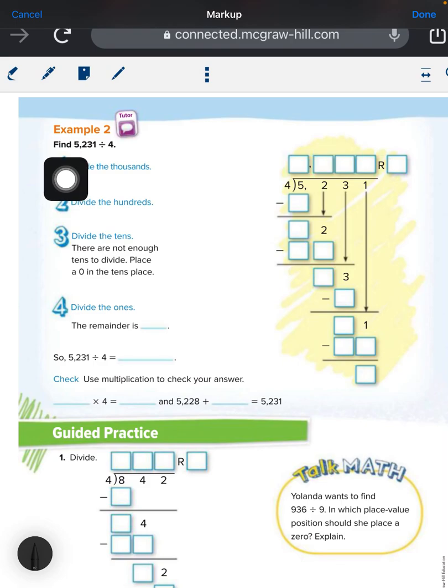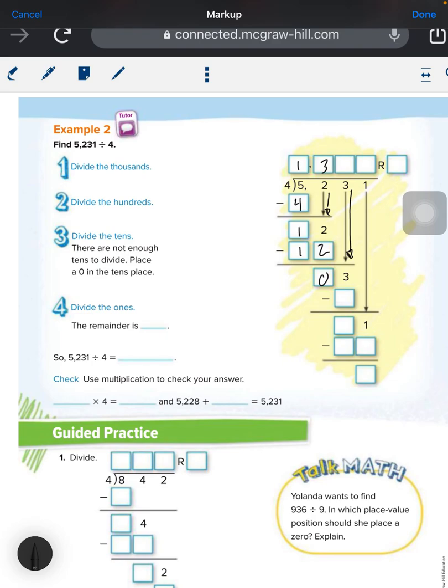Okay, number 2. Find 5,231 divided by 4. Quite the big number. So let's begin. We have 4, and we know that 4 will go into 5 at least once. 1 times 4 is 4. 5 minus 4 is 1. Then they bring down the 2, so we have 12. 4 will go into 12 3 times. 3 times 4 is 12. 12 minus 12 is 0.